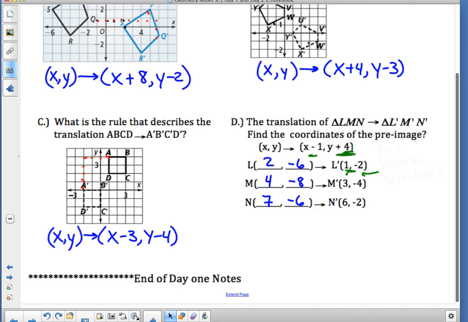So I am taking, where did I put my little arrow cursor? Oh, I left it on the other page. Okay, I'm reversing the rule. I'm trying to get back. I take 1, I add 1, I get 2. I take negative 2, I subtract 4, I get negative 6. 3, add 1 to get 4, negative 4, subtract 4 to get negative 8. 6, add 1 to 7, negative 2, subtract 4 to negative 6. And it wouldn't kill us just to check to see if I did it right, because if I go the forward way, it should work, right? So just check it and make sure it works.